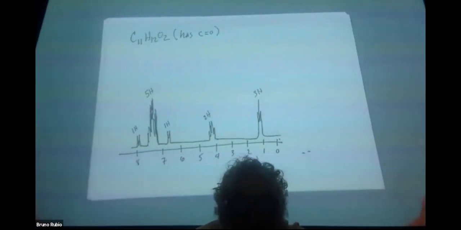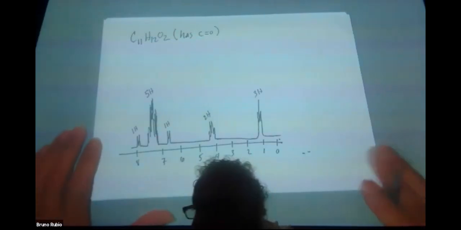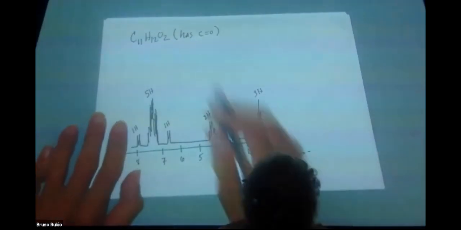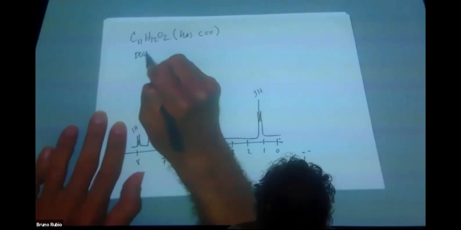All right, how many DOUs? 11 times 2 is 22 plus 2 is 24. 24 minus 12 is 12. 12 divided by 2 is 6. So this has 6 DOUs.